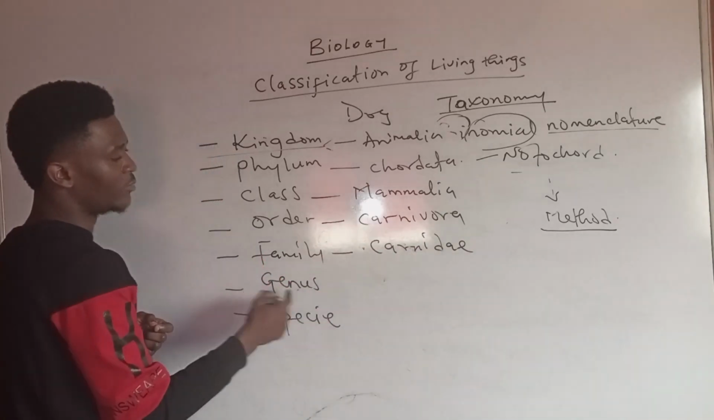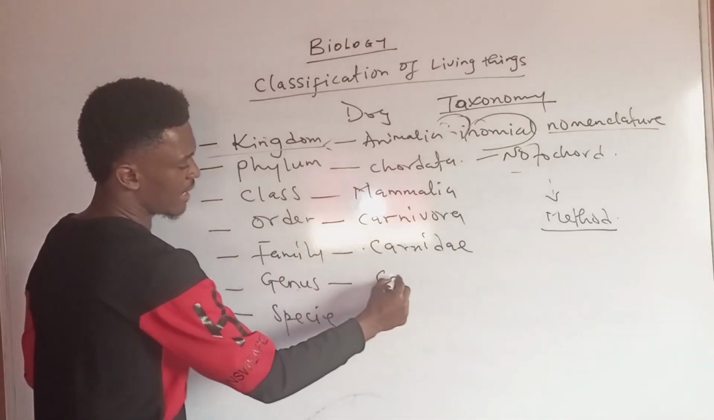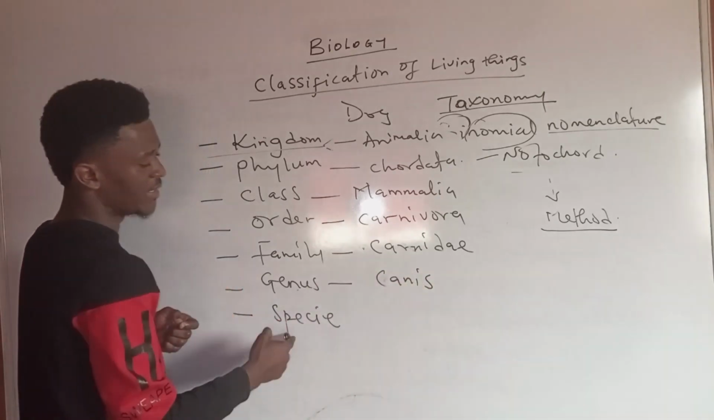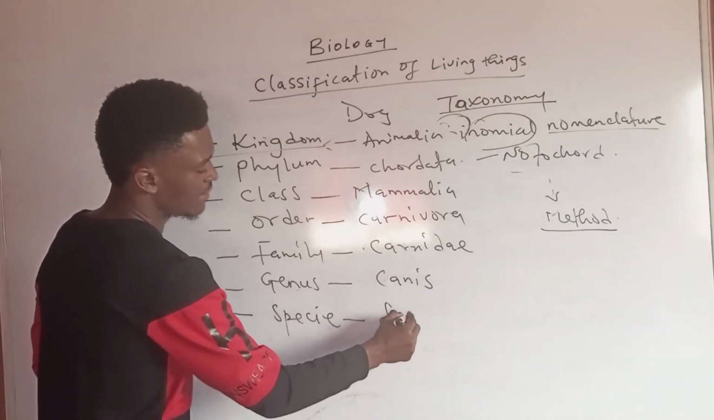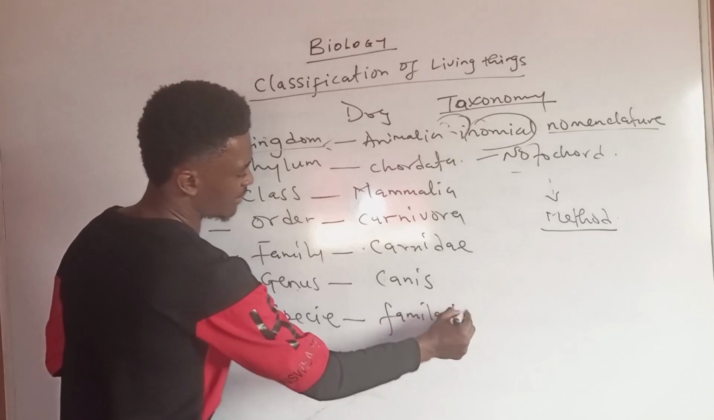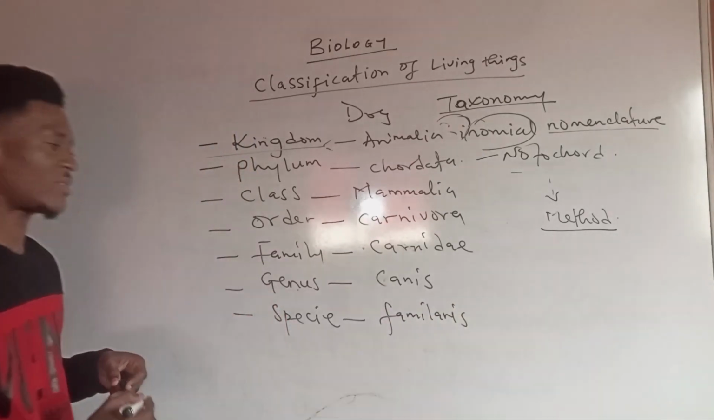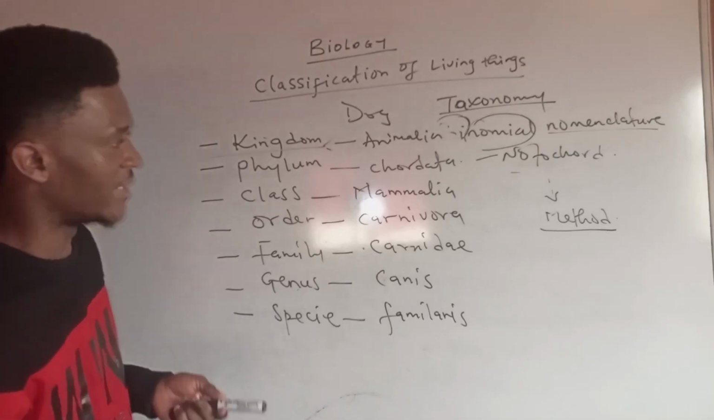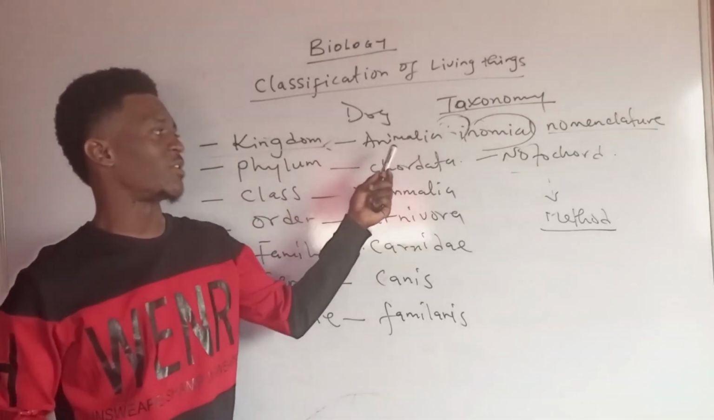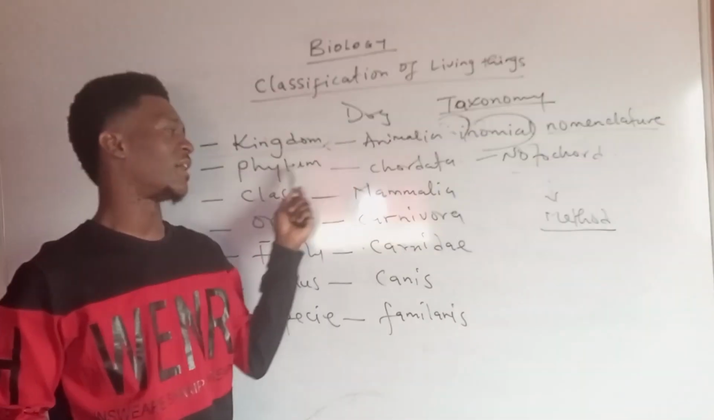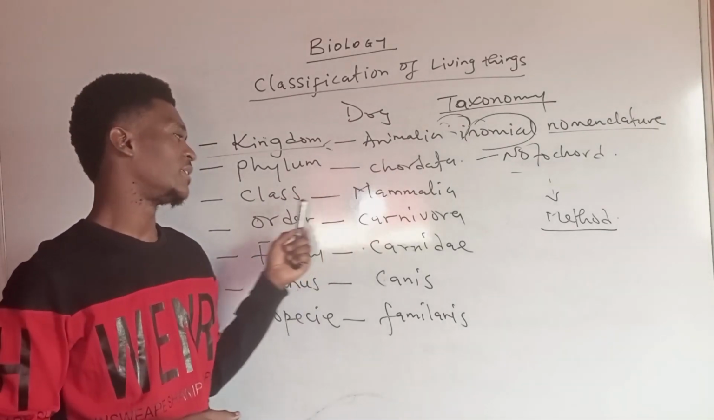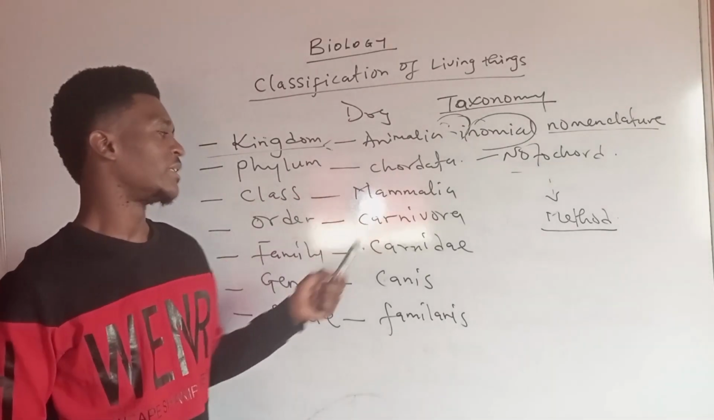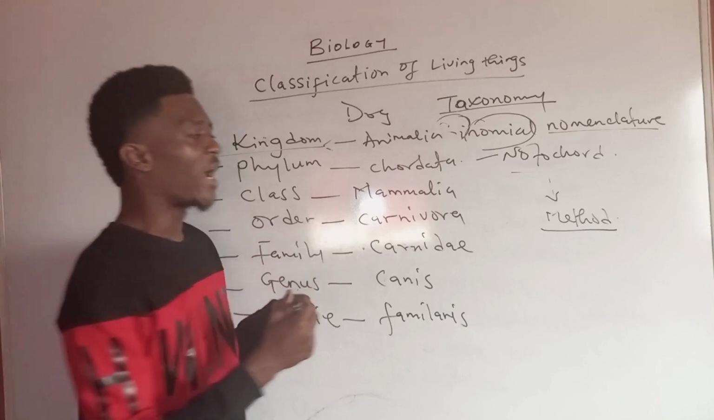Then the genus is known as Canis, and the species is known as familiaris. Okay, Canis familiaris. So please take cognizance of this. Again, we still have man. Man is under the kingdom Animalia, under the phylum Chordata, then under the class Mammalia, then under the order Primata.